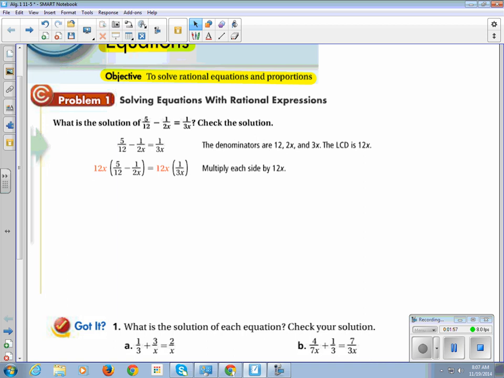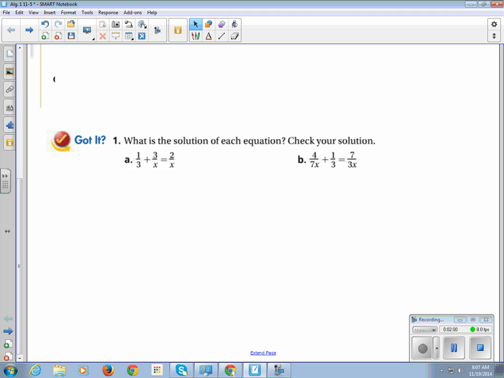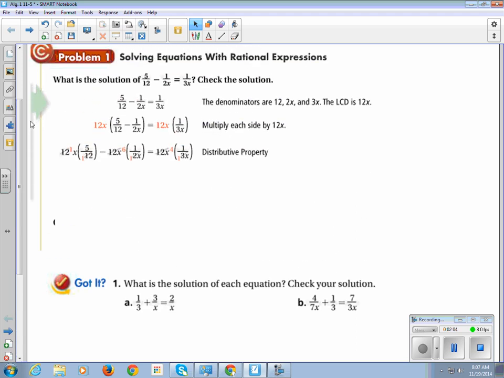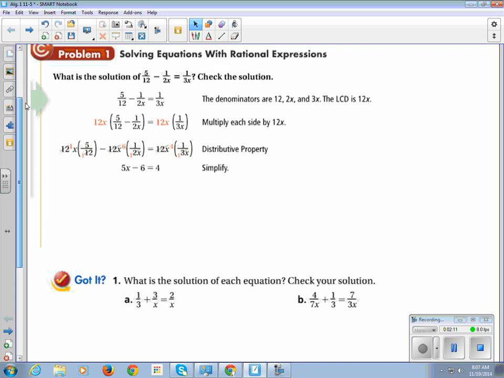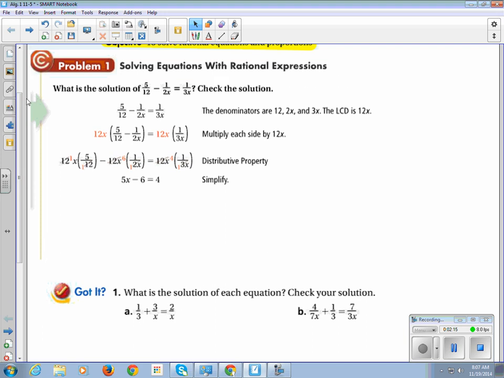When you do that, you end up getting rid of your denominator, which is awesome. If you multiply 5 over 12 by 12x, the 12 and the 12 cancel each other and you get 1, so you're just left with 5x. If you multiply 12x times 1 over 2x, the 12 and the 2 reduce down to 6 over 1, and the x's reduce to 1, so you're left with just the minus 6. And 12x times 1 over 3x, the 12 and the 3 give you the 4, and the x divided by x gives you just 1.